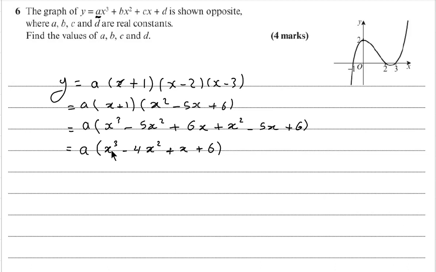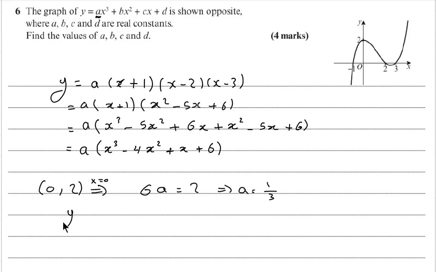Now how can we get the value of a? We can use the information that the y-intercept is 2. Since we have this point (0, 2), we can put x equals 0 to get 0 here, 0 here, 0 here, 6a, right? 6a should equal 2. By dividing by 6, a should be 1 over 3.